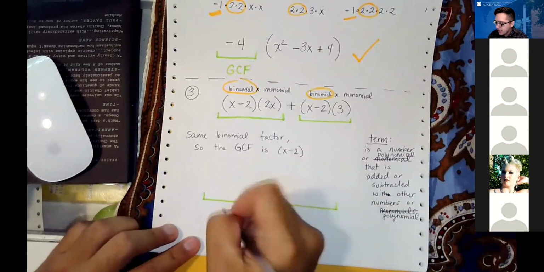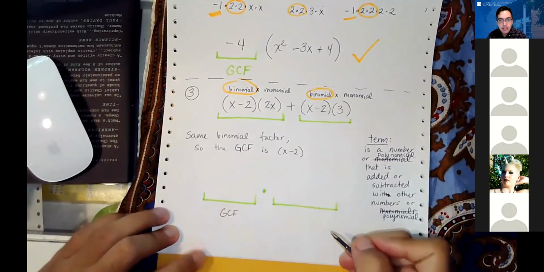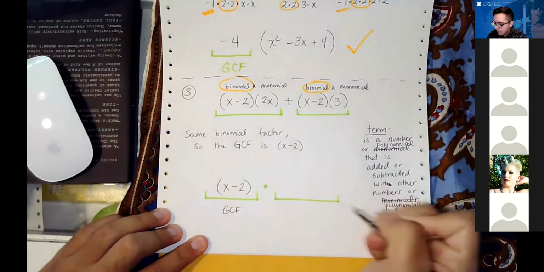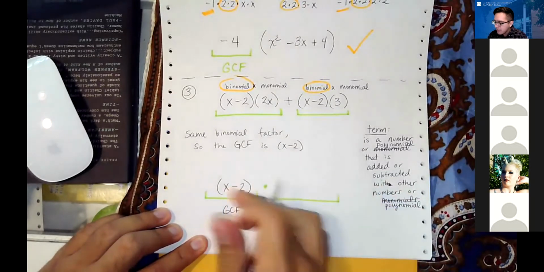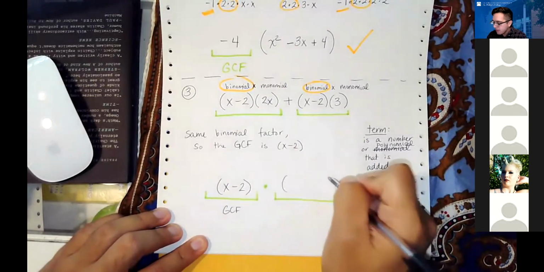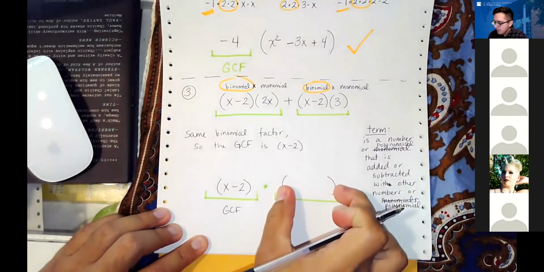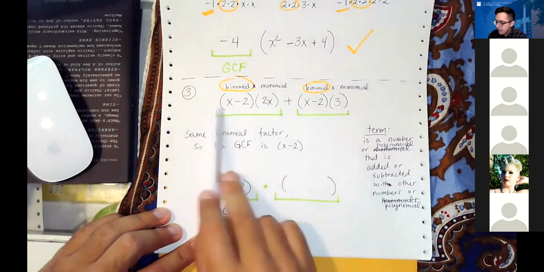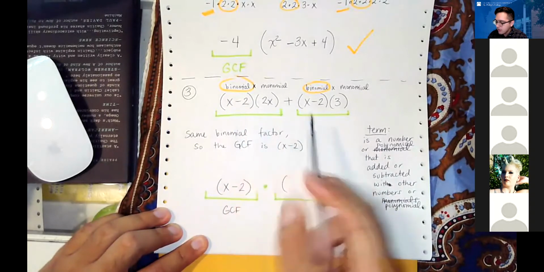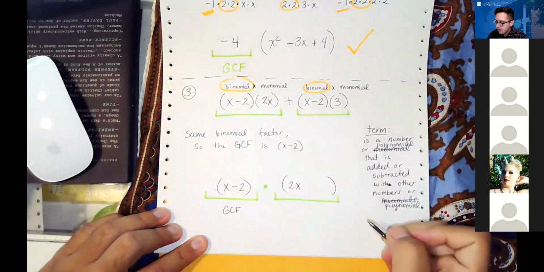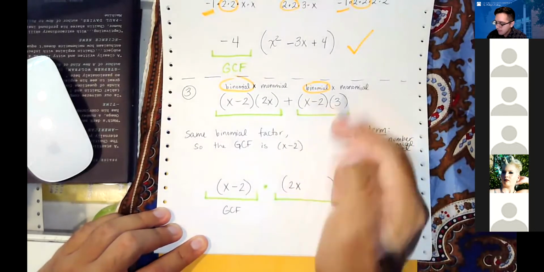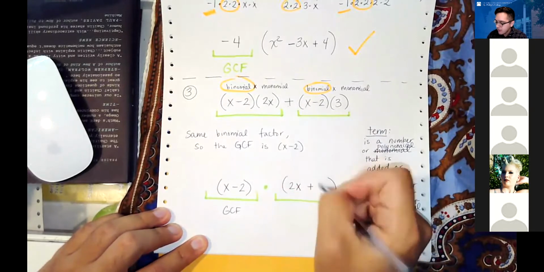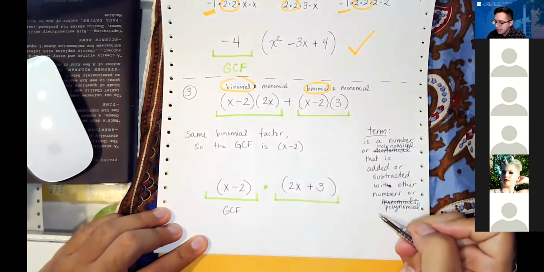And the GCF is usually what we write first. And the GCF in this case is this binomial x minus 2. That is being multiplied by something else, which should give us two terms. And if we factored out the x minus 2 here, what would be left over is 2x. Plus, we factor out the x minus 2, so what's left over here is the 3.